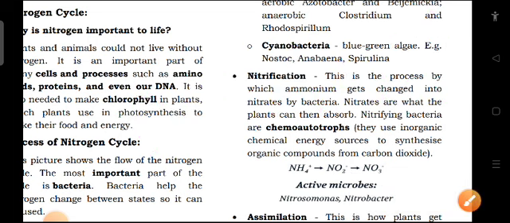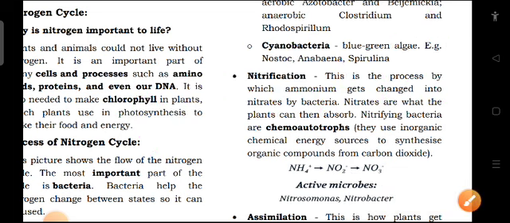Nitrifying bacteria are called chemoautotrophs. They use inorganic chemical energy sources to synthesize organic compounds from carbon dioxide. For example, ammonia is converted into nitrite, then it will be converted into nitrate, for which active microbes like Nitrosomonas and Nitrobacter will help.